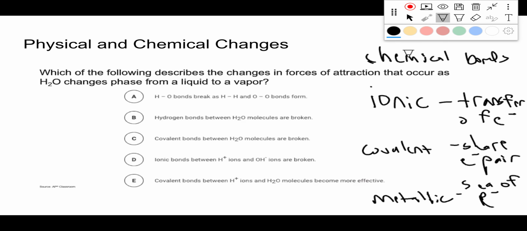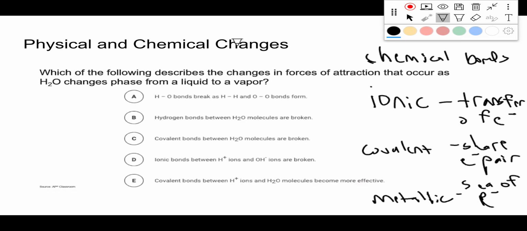Okay. In a physical change, those are not going to break. There's also a lot of things called intermolecular forces. You're going to talk about those much more in depth as the year goes along. And an intermolecular force is just an attraction between molecules. So it's an attraction from one molecule to a different molecule.